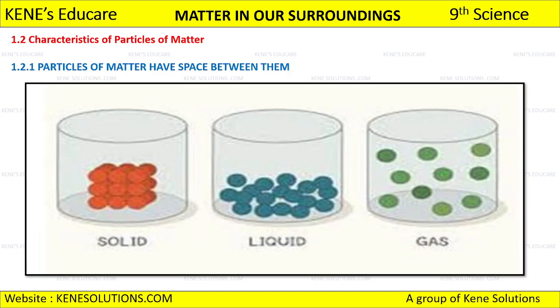After this activity, we discussed the characteristics of the particles of matter, right? Here we have the image of how solid, liquid and gas particles are arranged. We also discussed the characteristic of matter having space between particles: solids do not have any space, liquids have some space in between the particles, whereas gases move freely here and there, right?